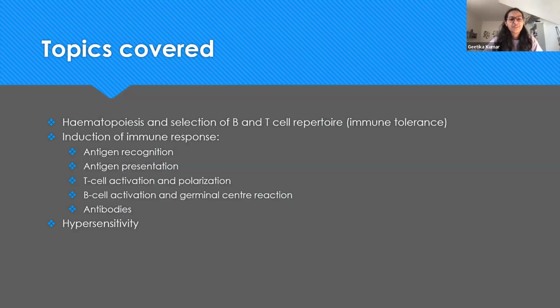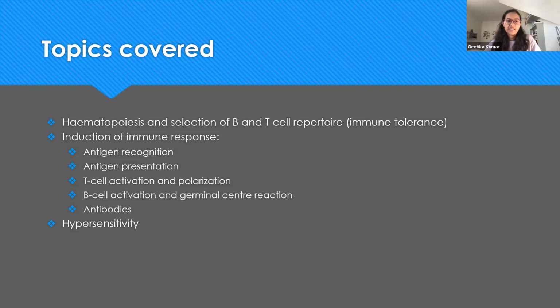But today I'll be going over some of the high yield topics in specific immune response. We'll cover hematopoiesis and selection of B and T cell repertoire. And so this is basically central tolerance and primary lymphoid organ function.